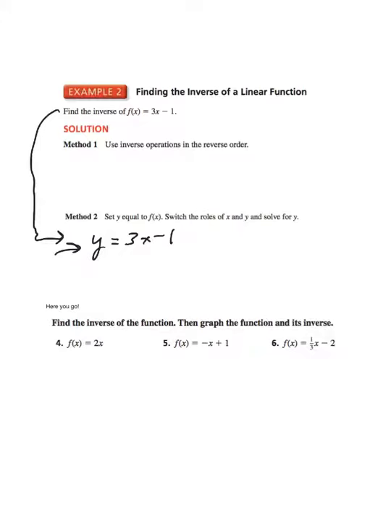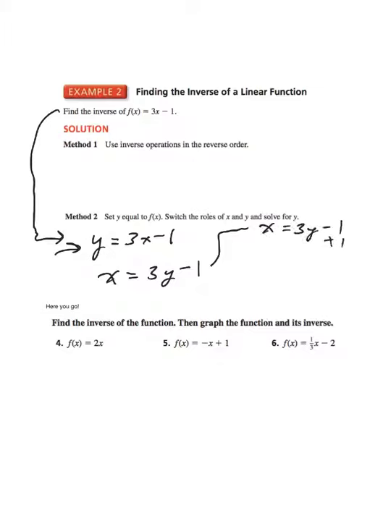It means instead of y equals 3x minus 1, I'm going to write x equals 3y minus 1. Notice all I did was switch the x and the y term. Now I solve for y. Now this should look pretty similar to what we were just doing. So let me show you what that looks like. x equals 3y minus 1. Let me copy it one more time.